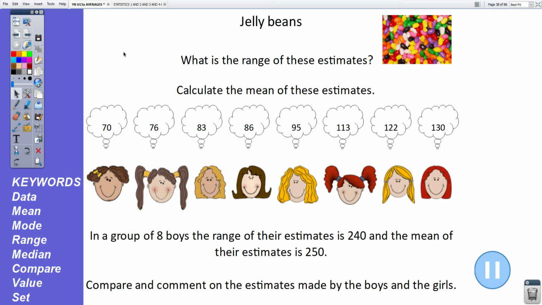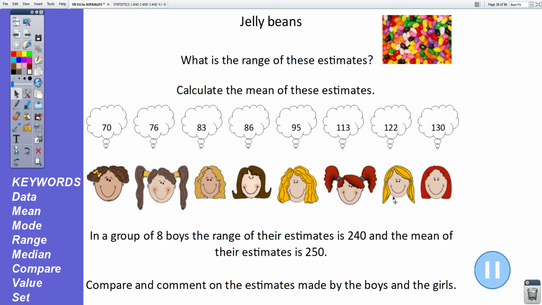Excuse me, Year 8. Right, this is some raw data that's been collected by a group of 8 girls looking at this picture of jelly beans in the top right. They've estimated the number of jelly beans that's in this picture. For this set of data values, you've got to work out the range of the estimates, you've got to work out the mean for these estimates.